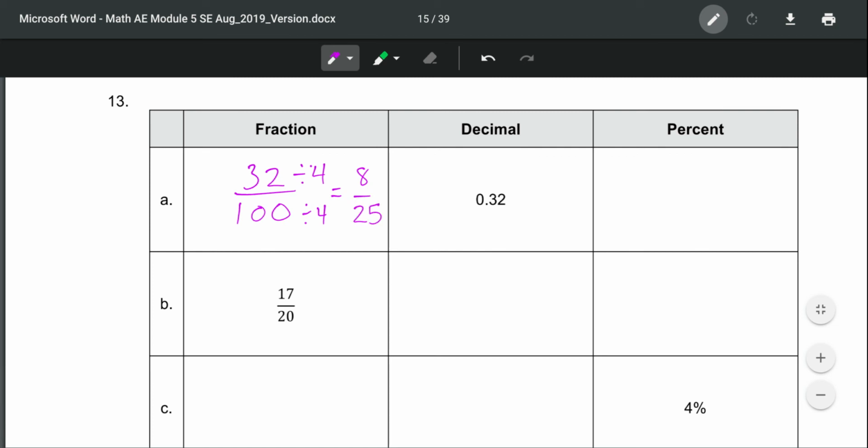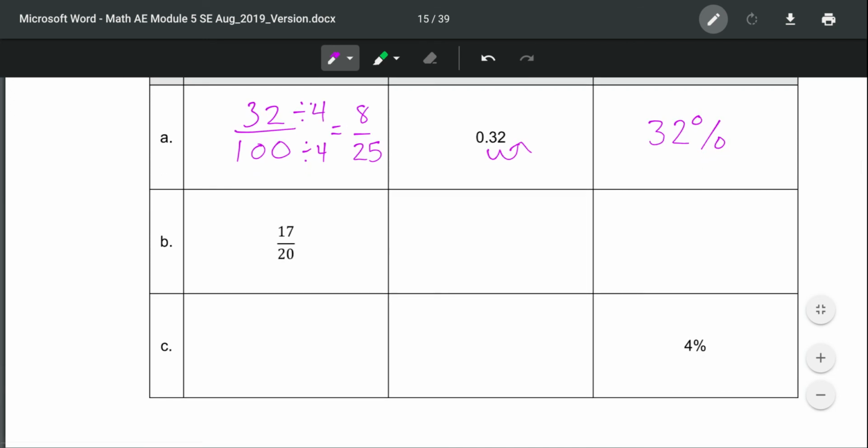Okay, now as a percent, you want to move your decimal point 2 places to the right. So 0.32 would be 32%. Now you have 17/20ths, and you want to convert it to a decimal. So divide 17 by 20.